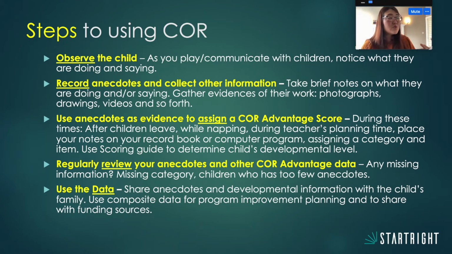So basically using the anecdotes that you have and assigning a score. Number 1, observe child. Number 2, record anecdotes, write them down. Number 3, assign a score. Number 4, regularly review your anecdotes and other core advantage data.